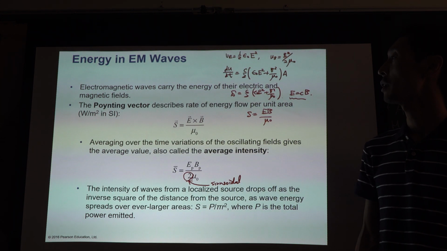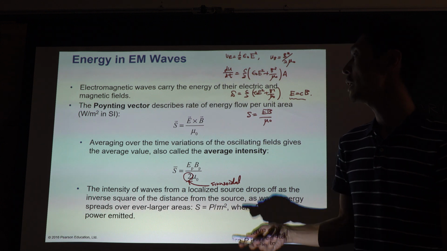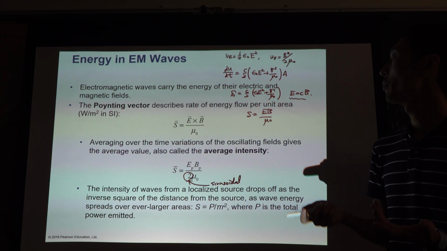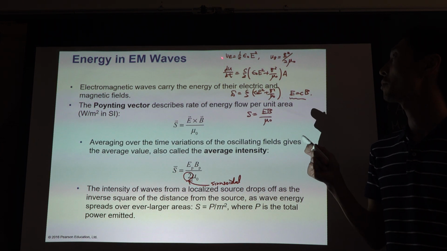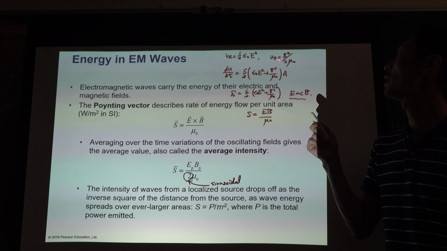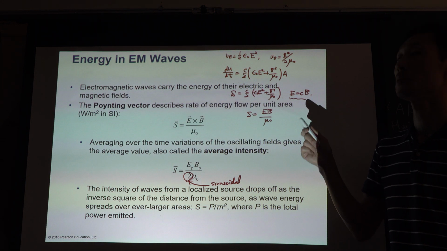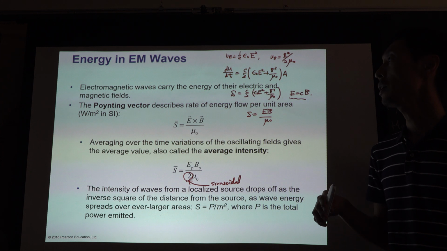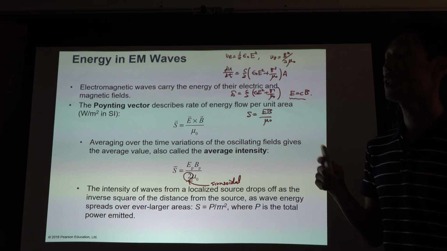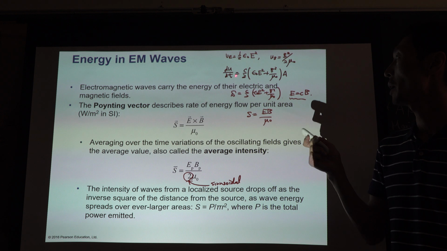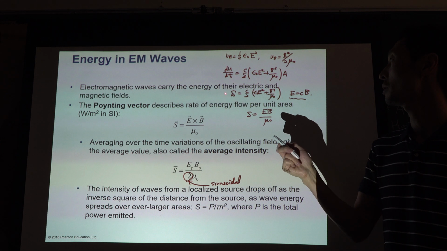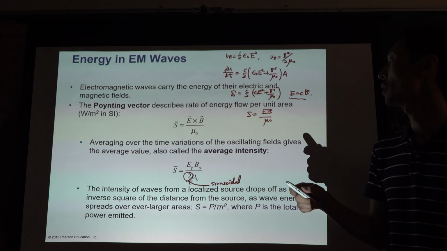Okay. Then what about energy in EM waves? EM waves carry energy in their electric and magnetic fields. So, if you remember, energy of the electric field is 1/2 epsilon E squared, right? And the magnetic field is similar. Energy in the magnetic field is B squared divided by 2 mu 0. So the total energy of an EM wave is the summation of these two, the energy in the electric field and then the magnetic field. So this is the energy in an electromagnetic field.